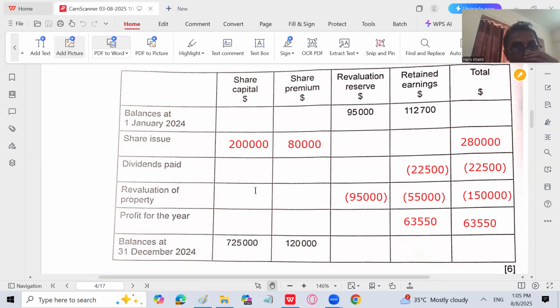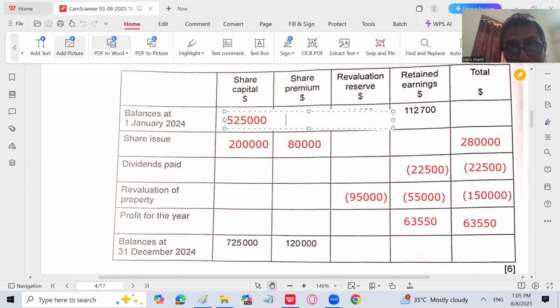And now I will go reverse to find the ending figures and to find the balance brought down of the retained earnings. So share capital is 7,25,000. We have issued shares in the year of 2 lakh. So 7,25,000. If you go back to the question, you will not find the amount of share capital at the start. It is not given. Minus 2 lakh, it comes 5,25,000.